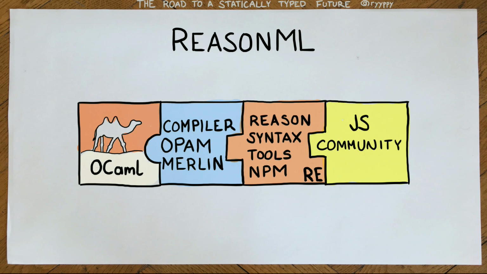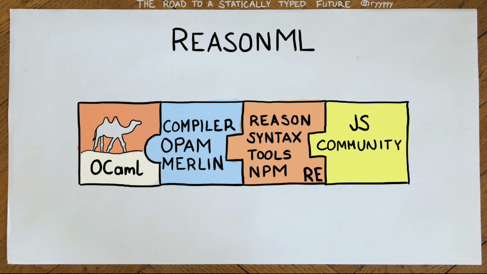Okay, but this is OCaml. And on top of OCaml, there's the compiler, and there's the package manager, which is called OPAM, which works a little bit differently to NPM. And there's Merlin, which is your little helper to do the auto-completion and the editor support. So it's kind of like the Flow process which is running in the background, giving you type inference information.